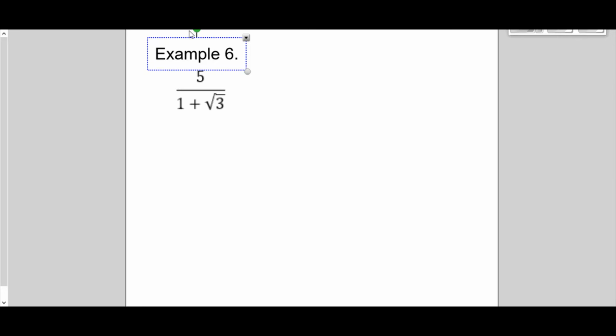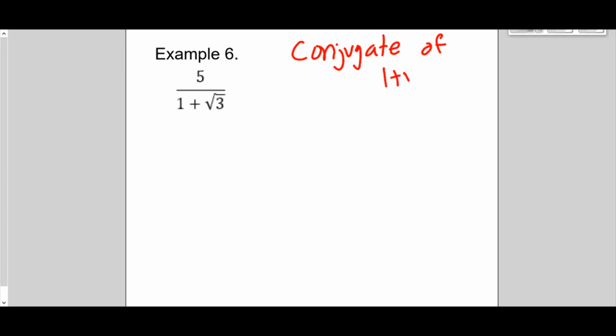So I want you to try example 6. So remember, you're going to start off by identifying what is the conjugate of the denominator. So the conjugate of 1 plus root 3 is 1 minus root 3. So remember, you're multiplying by the conjugate divided by itself. So 1 minus root 3 over 1 minus root 3. So I have this one set up for you to go ahead and simplify that. So go ahead and try to simplify number 6. Pause the video, give it a try. When you unpause it, I'll have the solution here for you.